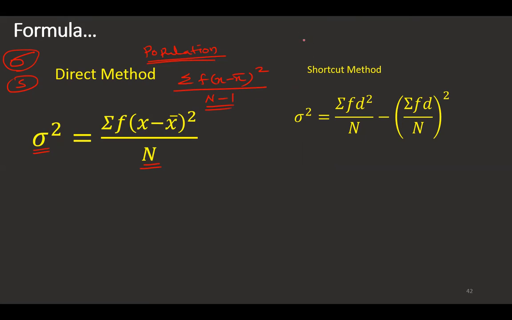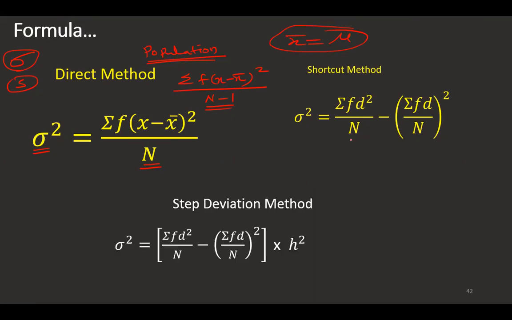Suppose if it is a sample, then n will be replaced with n minus 1. That alone is the only change you have to remember. All the other things are the same. Sometimes in a population, x bar is written as mu. x bar is also mean, mu is also mean. Whenever mu is given, it is the population mean, x bar is the sample mean. So only one point you have to note: if sample is given, you put n minus 1.